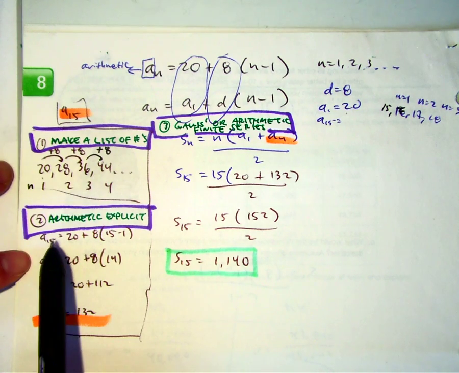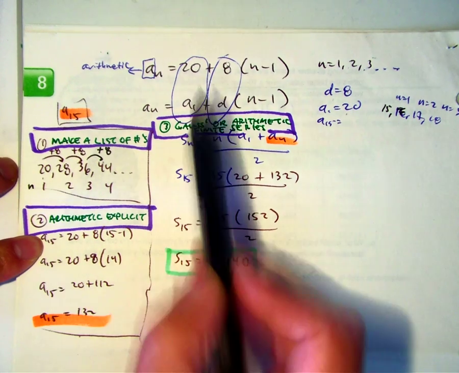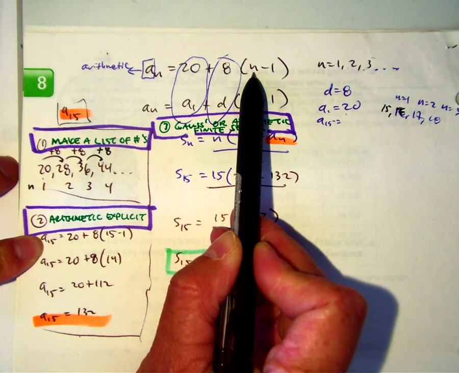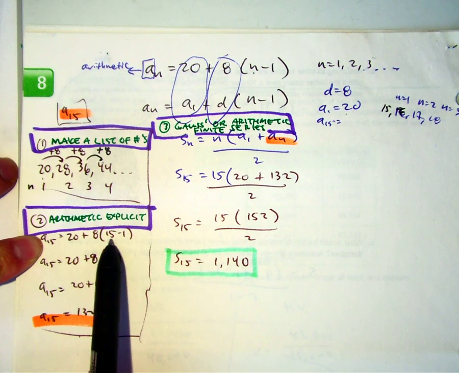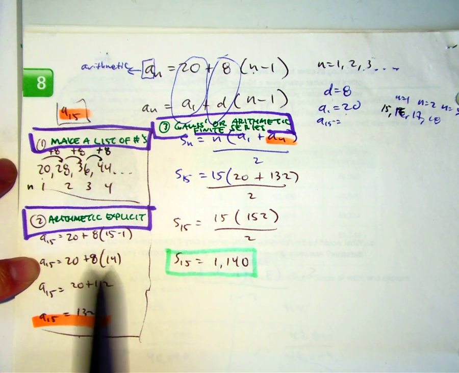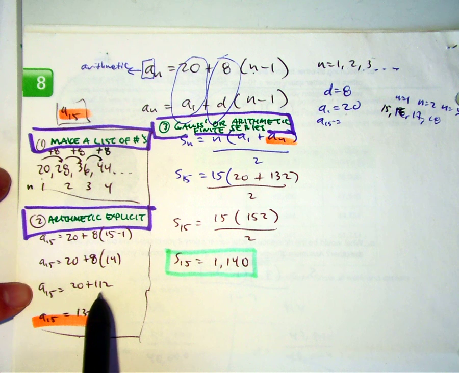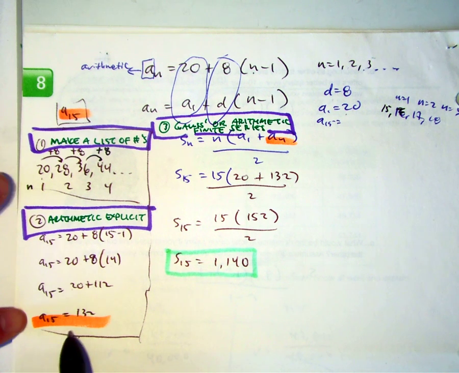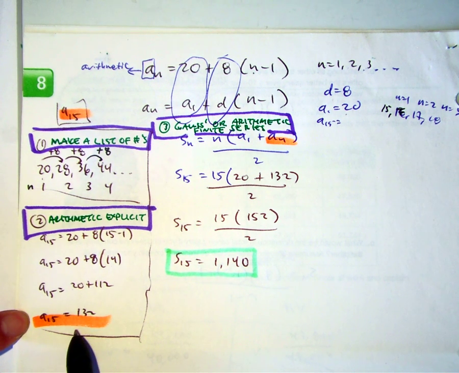So if you use the arithmetic explicit formula, it's basically this formula here, and you're just putting in 15. 15 minus 1 is 14. 8 times 14 is 112. 112 plus the first term is 132. Raise your hand if you got 132. This is the 15th number in the list.